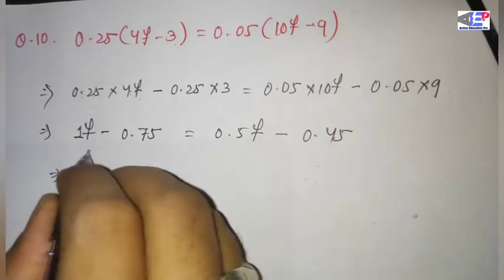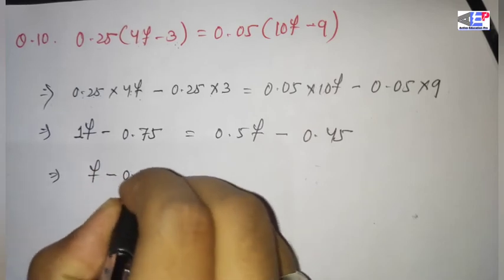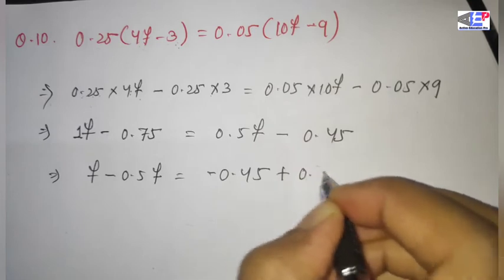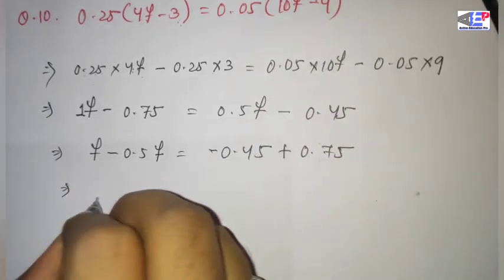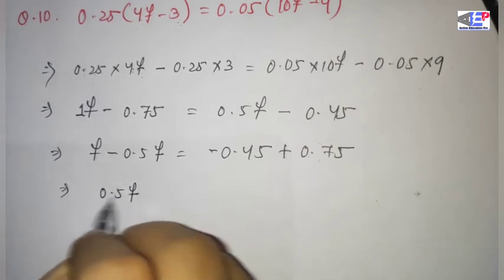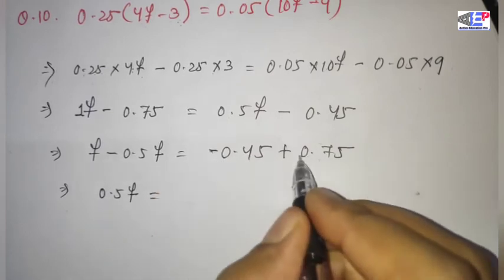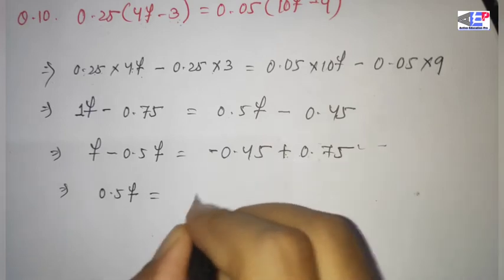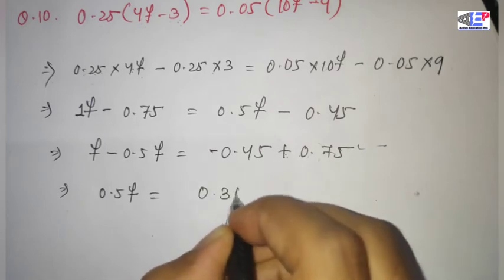Okay, now gather the constants and variables. f minus 0.5f is equal to minus 0.45 plus 0.75. Here 0.5f means half f. And here minus 0.45 and plus 0.75, this is the greater number and the sign is positive, so we need not put the positive mark here, and the answer is 0.30.